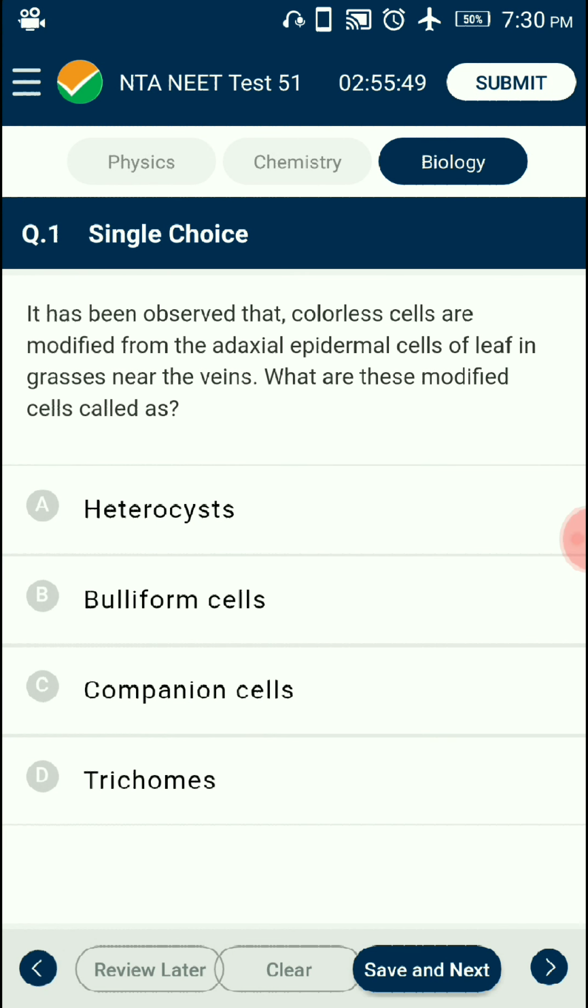Question number 1. It has been observed that colorless cells are modified from the adaxial epidermal cells of the leaf in the grasses near the veins. What are these modified cells called? Bulliform cells, spread around the leaf on the upper surface, play a role in water storage. These cells assist during the transpiration process to reduce water loss. During stress, these cells lose water, causing the leaves to curl and prevent damage. They are commonly found in the grasses. So the answer for this question is option B, bulliform cells.